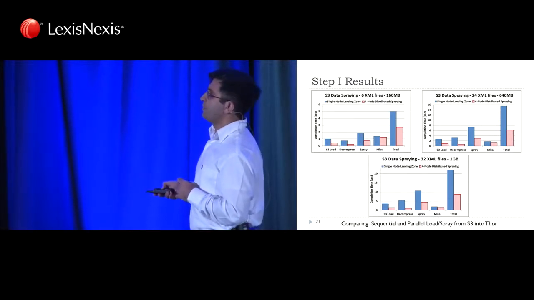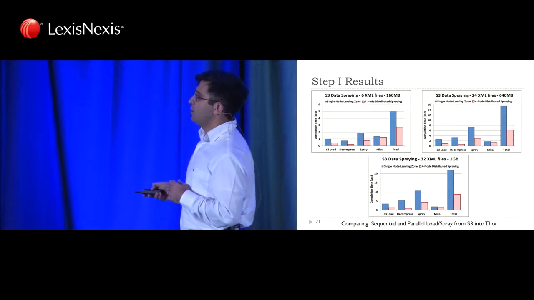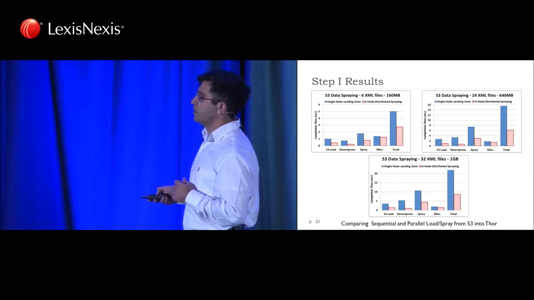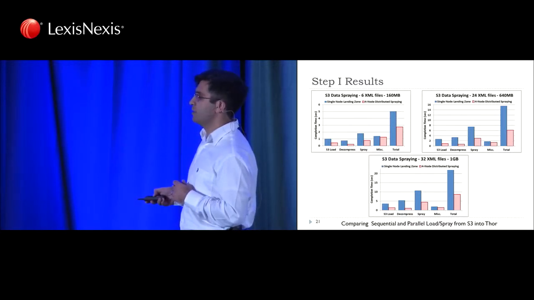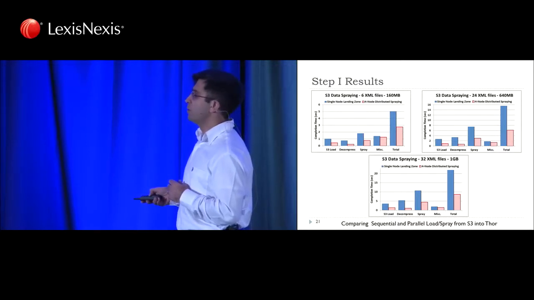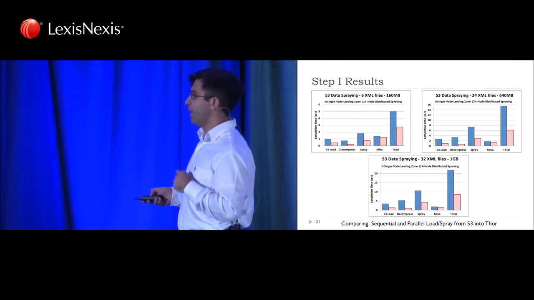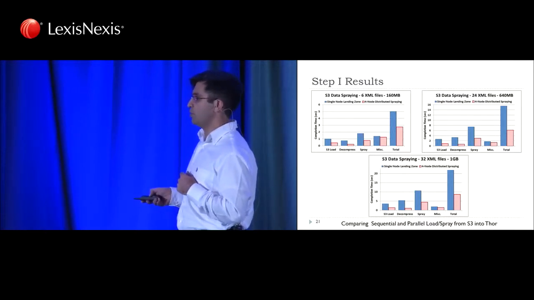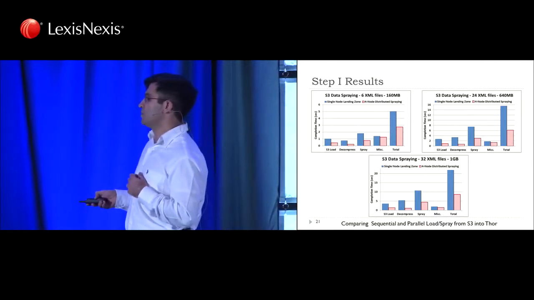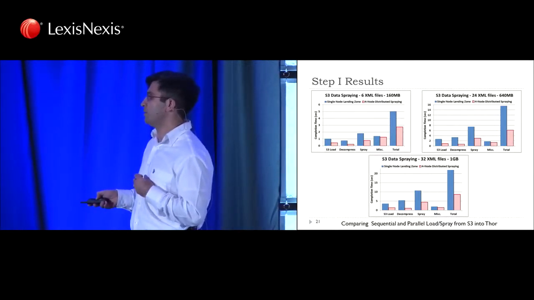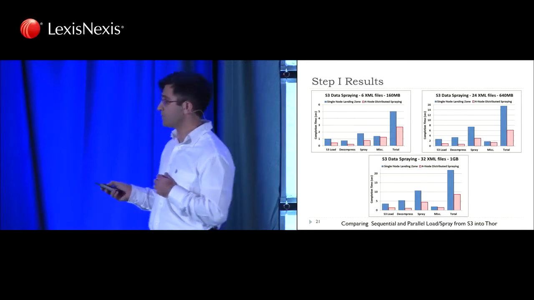For example, here in the 1 gigabyte data case, these are the steps. First you load the data from S3, decompress in a distributed way, do your shuffle or spraying, and then there's some miscellaneous overhead, and then your total. The blue ones are the current one, the sequential landing zone, and the red ones are the distributed case.